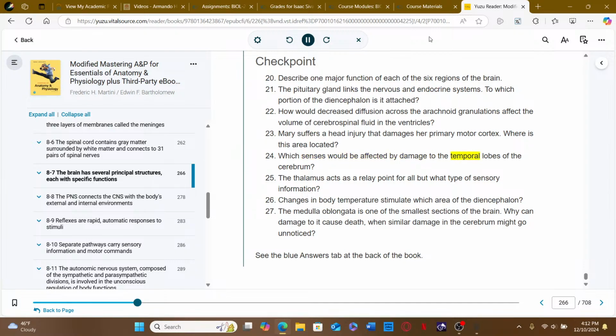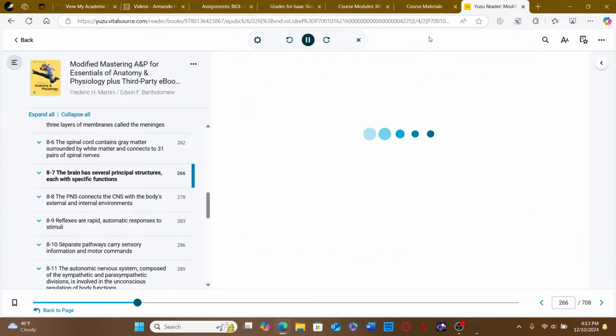Which senses would be affected by damage to the temporal lobes of the cerebrum? The thalamus acts as a relay point for all but what type of sensory information? Changes in body temperature stimulate which area of the diencephalon? The medulla oblongata is one of the smallest sections of the brain. Why can damage to it cause death, when similar damage in the cerebrum might go unnoticed? See the Blue Answers tab at the back of the book.